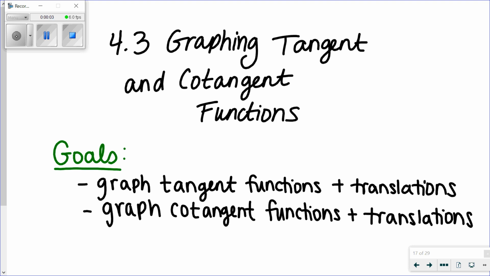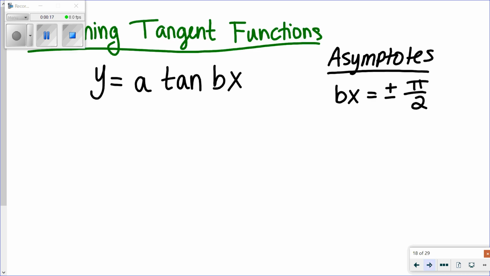Hey guys, I am going to go through the 4.3 notes with you here, which are graphing tangent and cotangent functions. And we're also going to work with graphing their translations. So before we do any examples, let's go over the basics together.